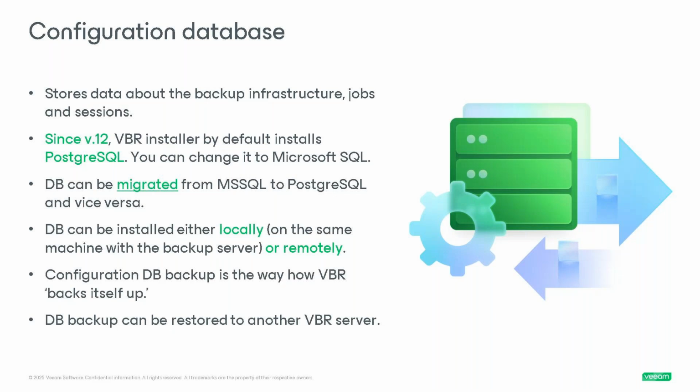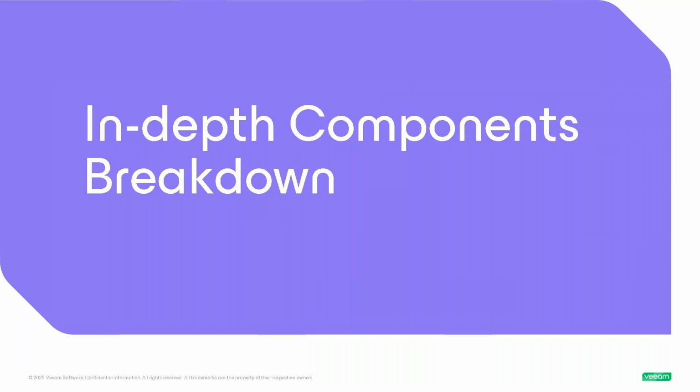Depending on what your RTO requirements are, there might be a better way to do that, but this is just the worst case, so you have some kind of failback plan. It stores data about the infrastructure, jobs, and sessions. Yep, you can change it to SQL. And you can use that to restore in the event of the VBR server crashing, or to migrate it to a new server as regular maintenance.